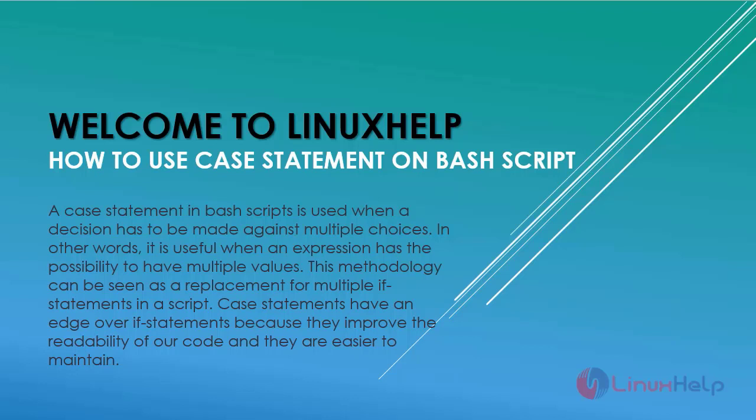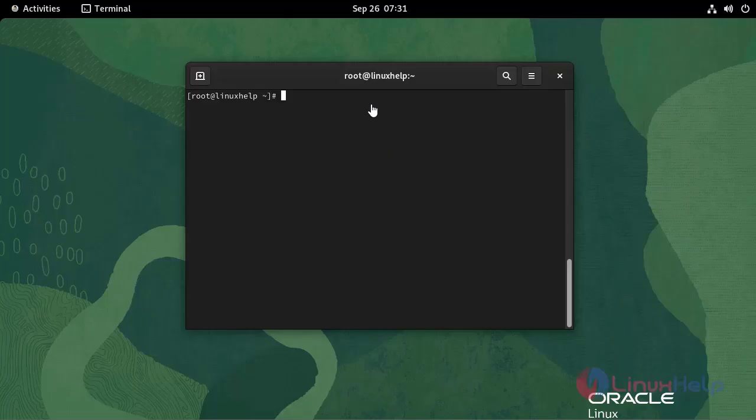A case statement in bash script is used when the decision has to be made against multiple choices. In other words, it is useful when the expression has the possibility to have multiple values. This methodology can be seen as a replacement for multi-if statements in the script. Case statements have an edge over if statements because they improve the readability of our code and they are easy to maintain. First, I am going to check the OS version by using the following command.